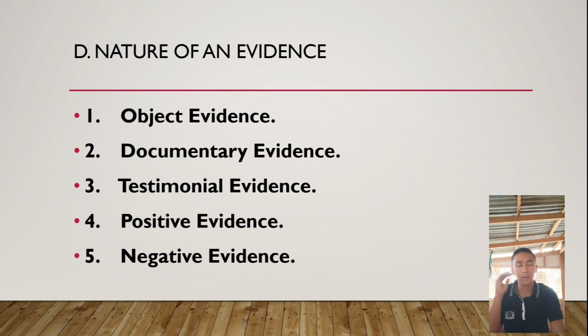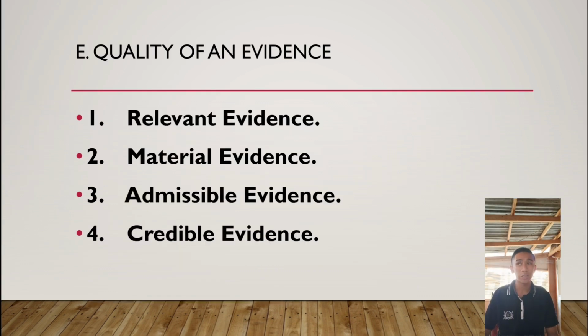So, these 4 and 5 contradict each other. Negative evidence is evidence where the witness disclaims personal knowledge, while positive evidence shows presence of knowledge, on which the court can base its decision. The last topic for lesson 2 is quality of an evidence.